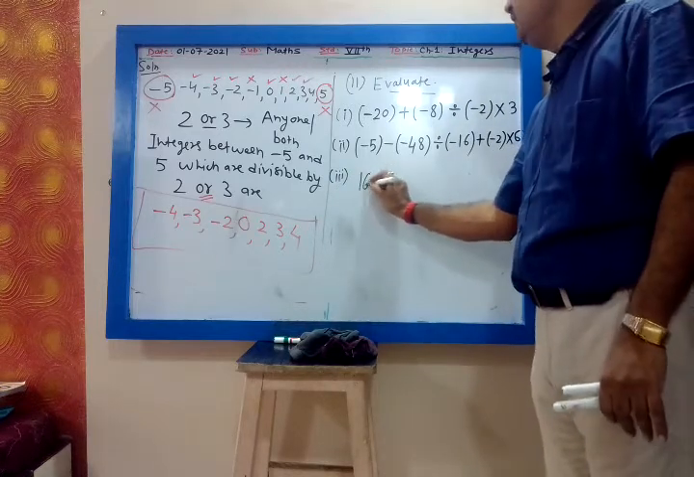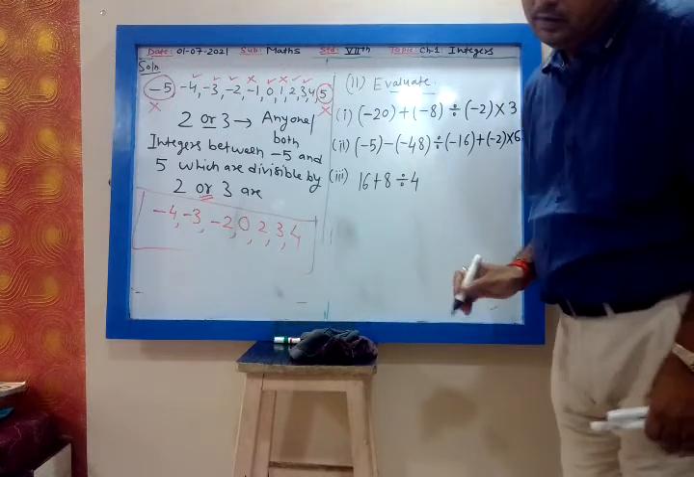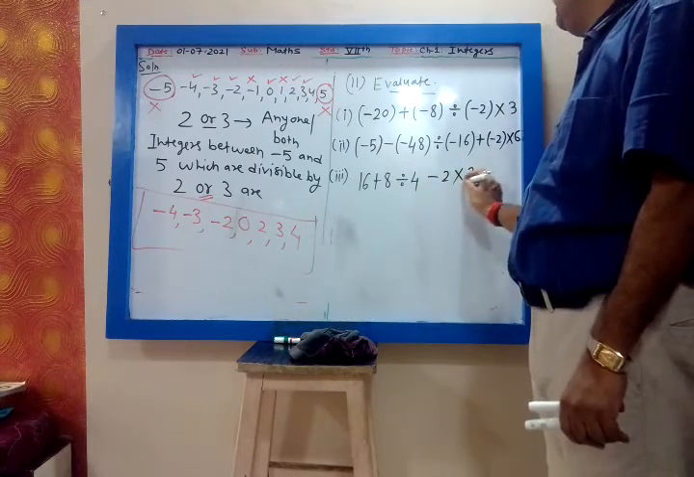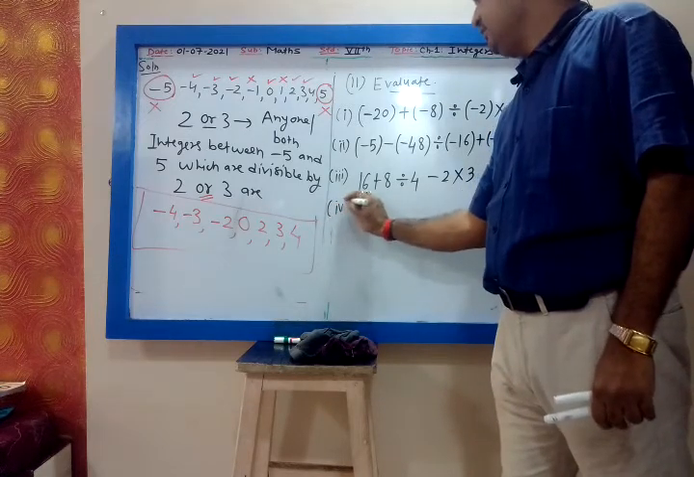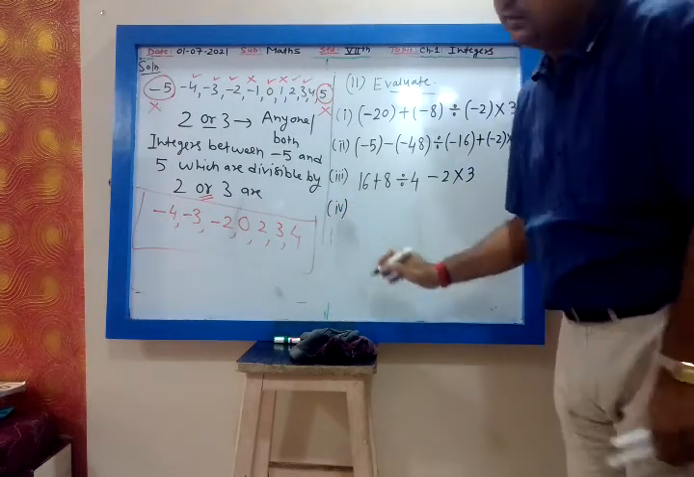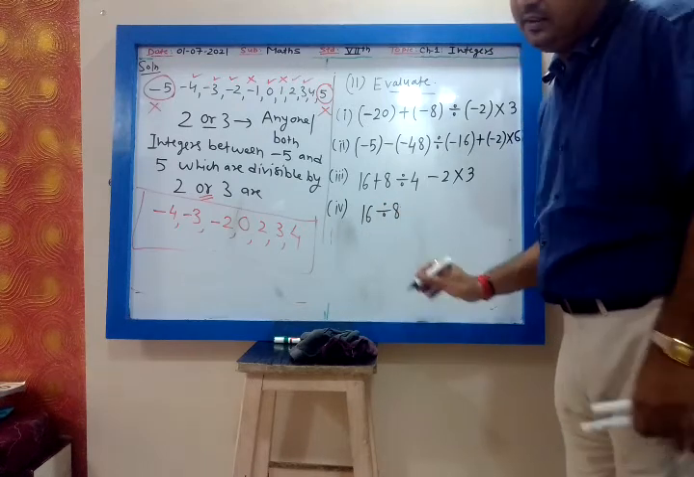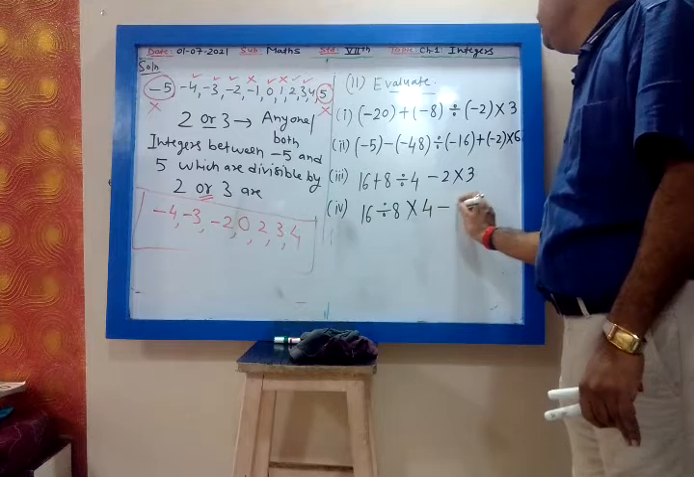So third one: 16 plus 8 divided by 4 minus 2 into 3. No, my dear, first you will perform division. Write down all the questions first. 16 divided by 8 into 4 minus 2 into 3.